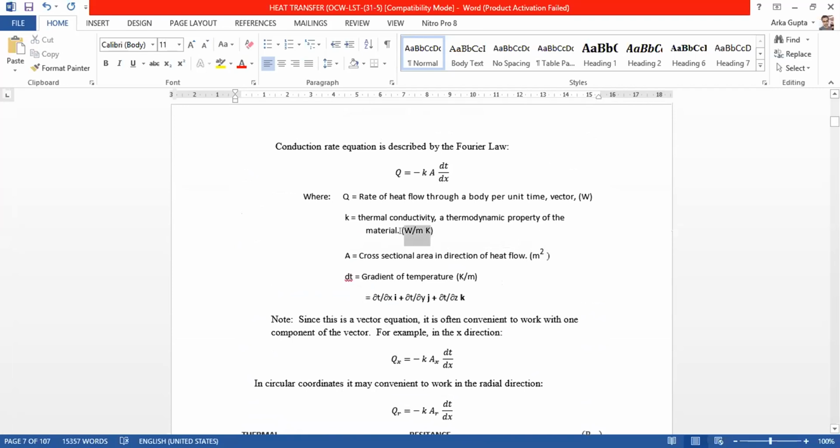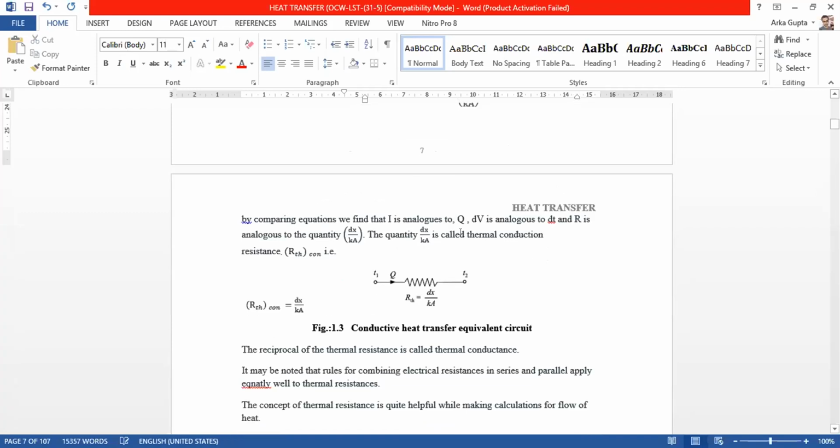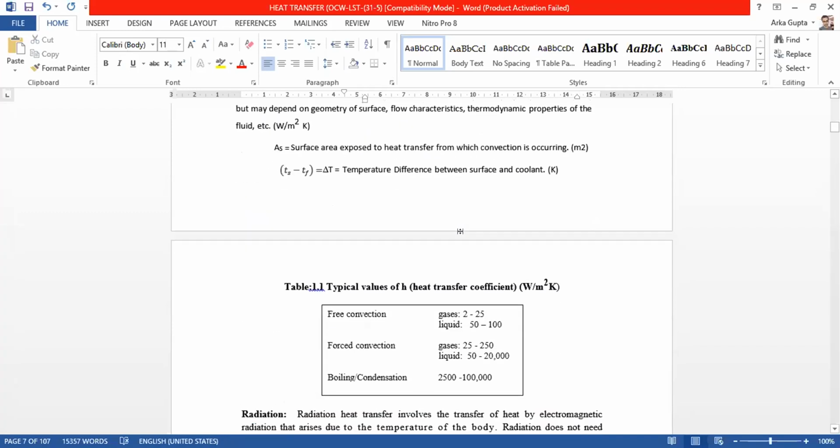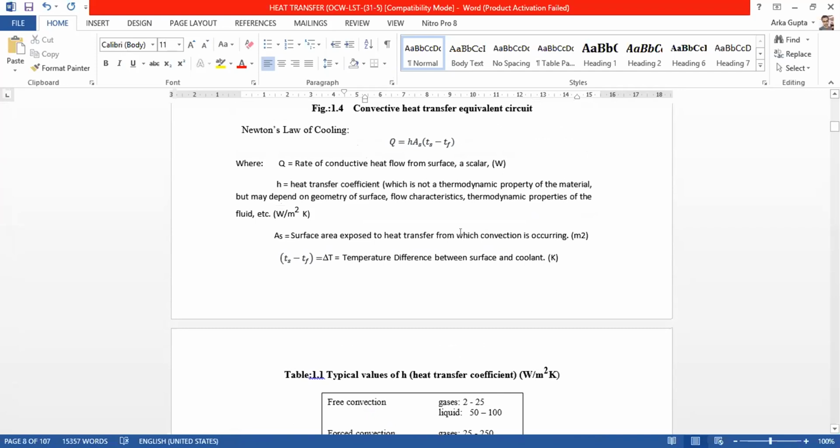Watt per meter Kelvin. And for the unit of h, watt per meter square Kelvin. S is the surface area exposed to the heat transfer from which convection is occurring. It is meter square. And Ts minus Tf. Ts is the solid body temperature, and Tf is the fluid temperature. So this is the temperature difference between the surface and the coolant, and the unit is Kelvin.